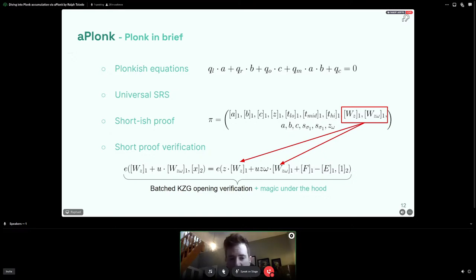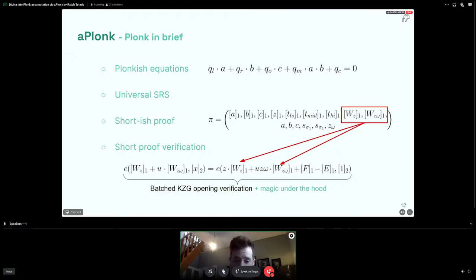The SRS of Plonk is universal, it is just the powers of tau. So we could technically extract the powers of tau from Groth16 and reuse them here. That's what a few projects did, actually. The proofs are short-ish. There are not three group elements, but much more, as you can see. So we have our three wires A, B, and C, which are encoding our witness. We have Z, T low, mid, high, WZ, WZ omega, that we can talk about later on. And then we have scalars, evaluations A, B, C, S sigma, and Z sigma.